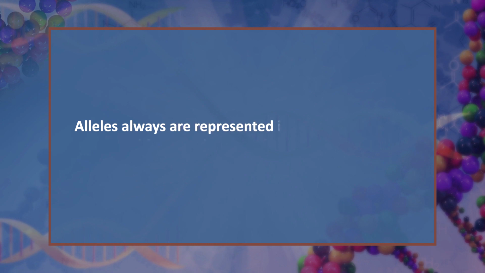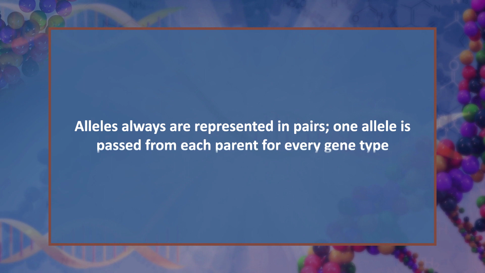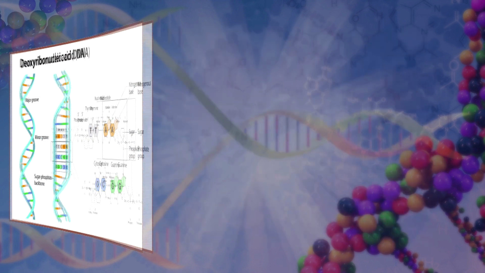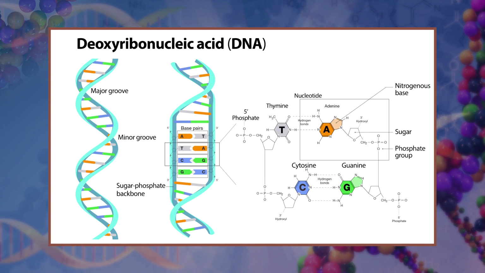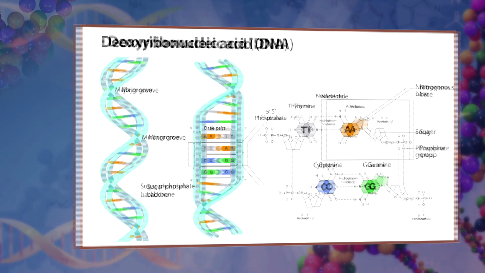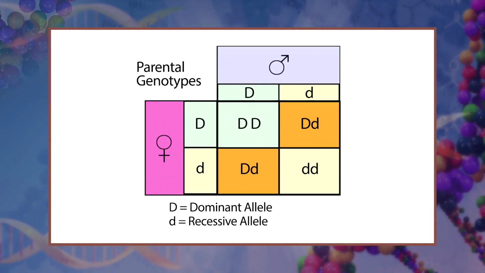Alleles are always represented in pairs. One allele is passed from each parent for every gene type. Although the genotype, or genetic makeup of an organism, that is DNA, may show a variation in different alleles, the phenotype of that organism, or outward appearance, will possibly favor only one allele. The ability of an allele to be expressed depends on whether it is dominant or recessive.